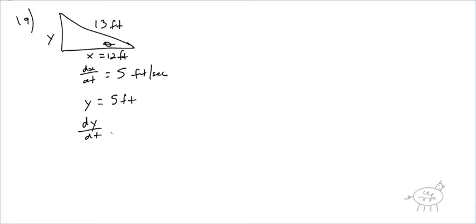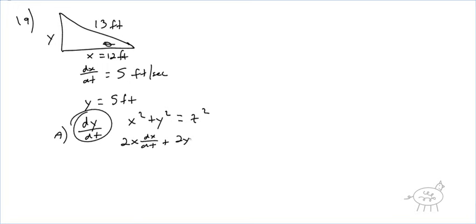And there are 3 parts to this. So this is part A, dy/dt. Let's set up our nice little equation here. You guys agree it's x squared plus y squared equals, and we'll just call that z squared. So we take the derivative with respect to time, and we get 2x dx/dt plus 2y dy/dt equals 2z dz/dt.